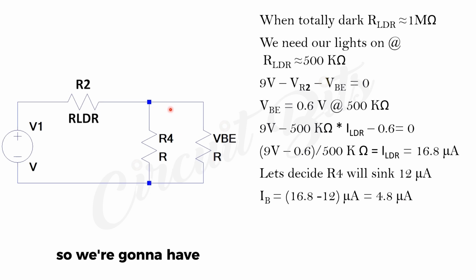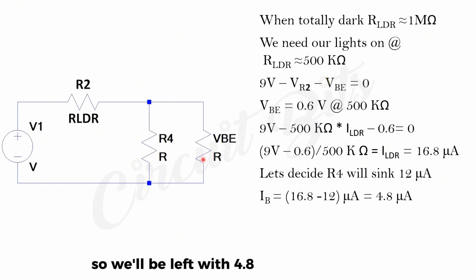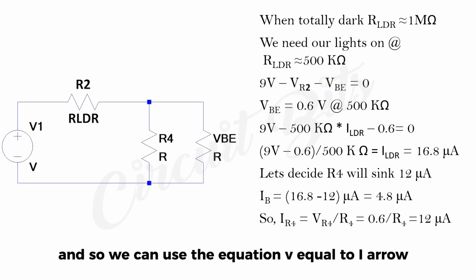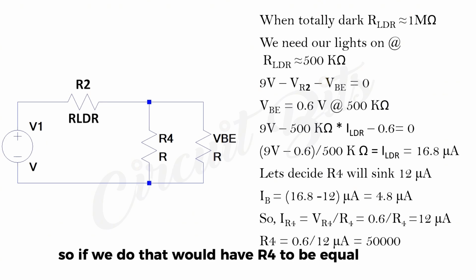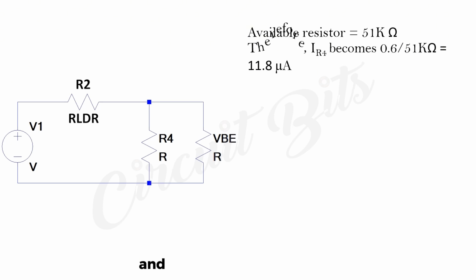So we're going to have 4.8 microamps flowing through IB. Of course, we have 16.8 microamps coming here, and we have 12 microamps going here. So we'll be left with 4.8 microamps for VBE. And so we can use the equation V equals I times R to find R4. So if we do that, we would have R4 equal to 50,000 ohms. What we have available is 51,000 ohms, and that's what we'll be using.